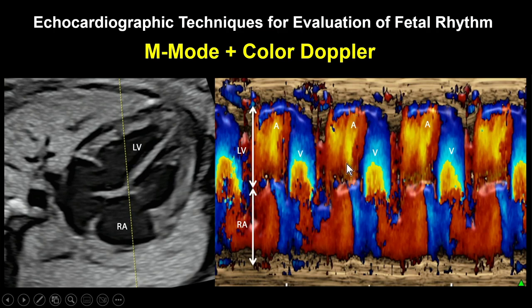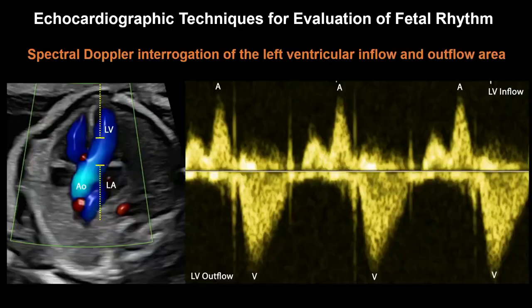Here the brighter area at the end of diastole is usually the atrial contraction, and this is how we can identify those contractions, identify the atrial and ventricular mechanical events, and see if there is any correspondence between them. But of course, the spectral Doppler techniques are also very helpful for us.